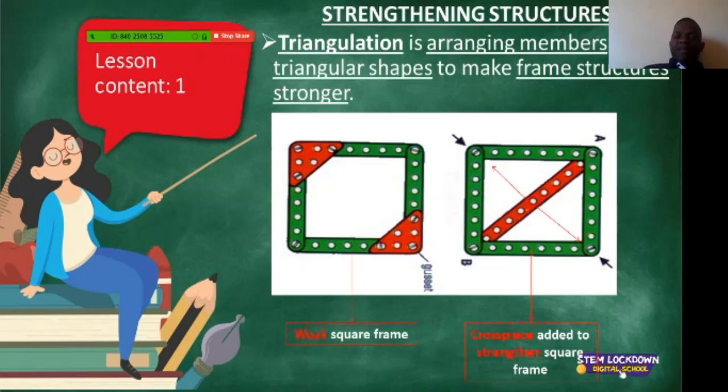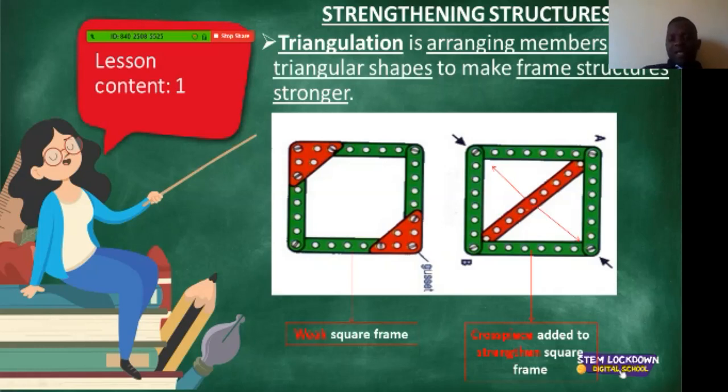So what is triangulation? Remember, I said triangulation, that word comes from the word triangle. Ladies and gentlemen, triangle, the three-cornered shape, if you may. So what are we doing when we are triangulating? We are actually arranging members. Remember, I said members are our struts. They are found inside the cell phone tower itself, in the case of a cell phone tower, of course. So we are arranging these members in triangular shapes to make frame structures strong. So triangulation, ladies and gentlemen, is actually limited only to frame structures. We are strengthening frame structures in this regard, the cell phone towers.